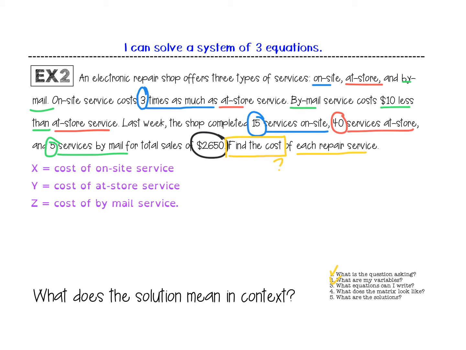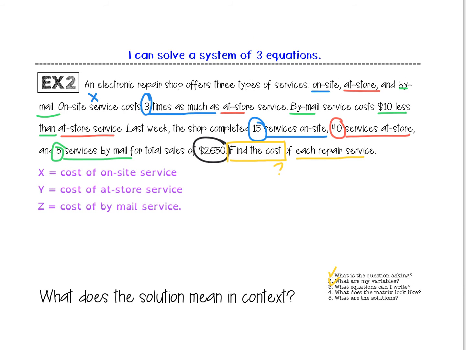I'm going to go back and put my variables where they go. The on-site service is x, and it's going to cost 3 times as much as the at-store, which is y. Then by mail is z, and it's going to cost $10 less than at-store, which is y. And then I see this total, so I've got to think about this.